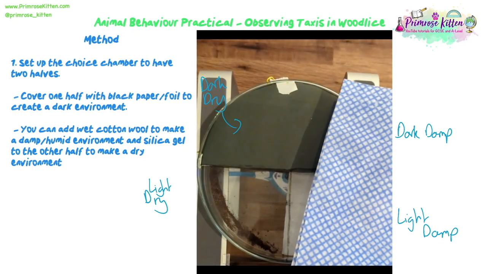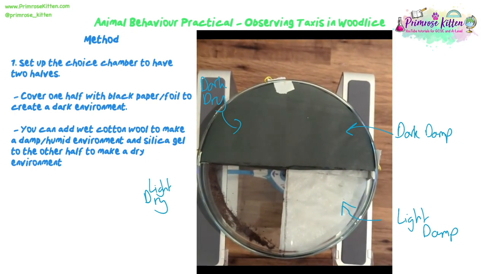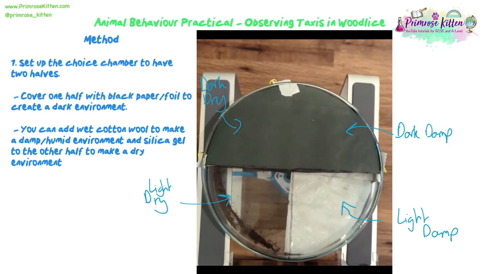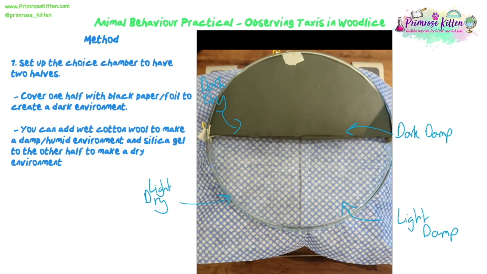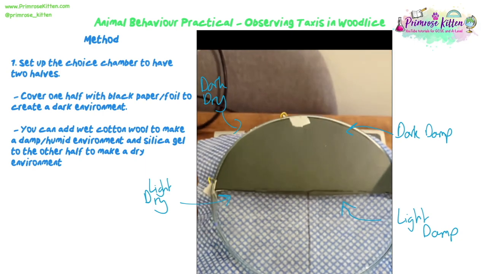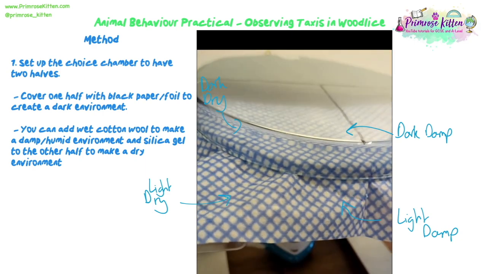Put a thin layer of cloth inside the choice chamber for the woodlice to walk on top of, so they're not actively walking on the charcoal or walking on the wet areas. Okay, so I've placed my cloth in, and you can see, hopefully if I spin it down, that there's actually now a gap.